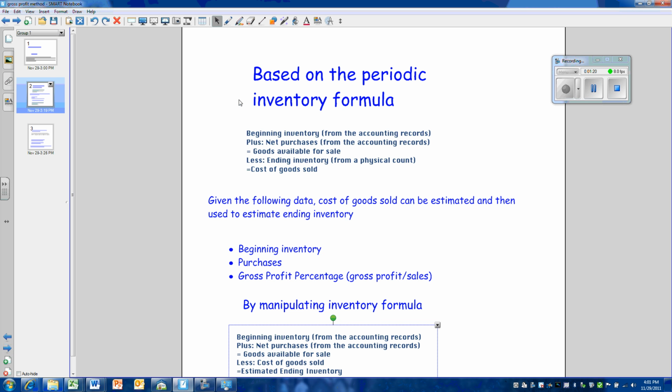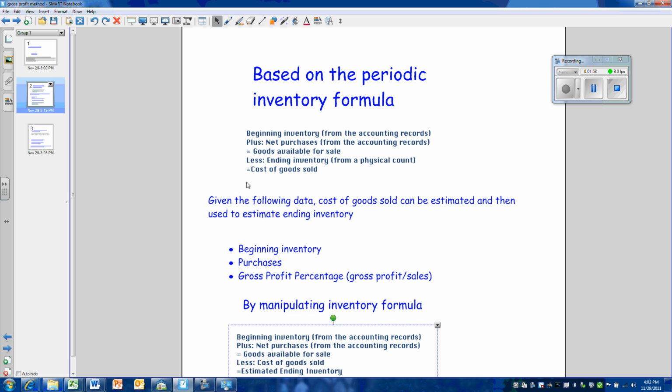The method is based on the periodic inventory formula, where beginning inventory plus net purchases gives you the goods available for sale. You can then take a physical count of the inventory and apply FIFO, LIFO, weighted average to come up with the measurement of ending inventory. The value of ending inventory would then be subtracted from the goods available for sale to give you the cost of goods sold for the period. Remember, in the periodic method, cost of goods sold is an adjusting journal entry.